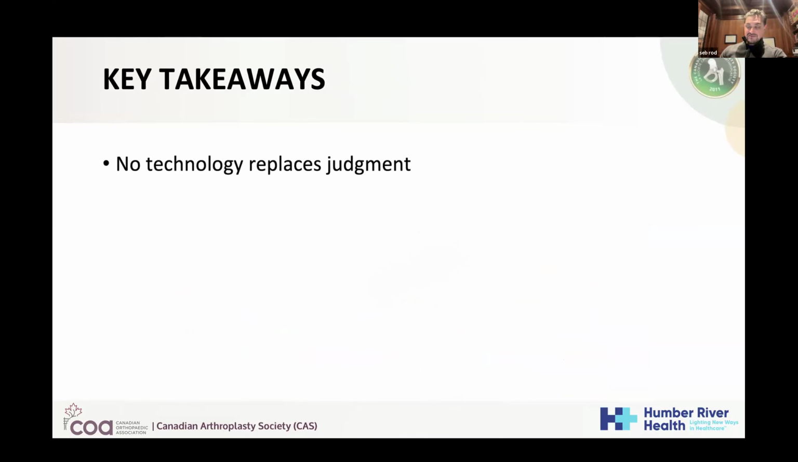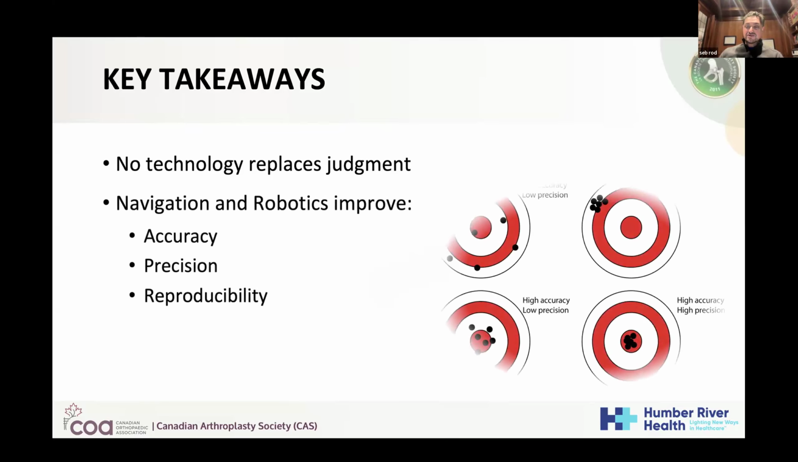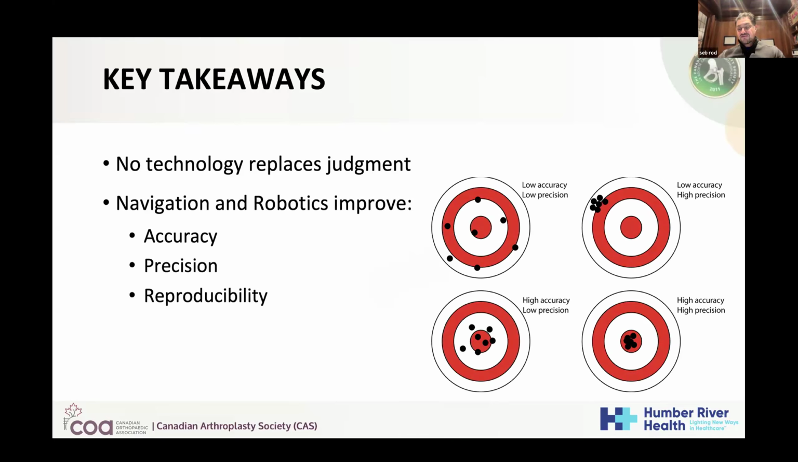I think the takeaways I want you to take from this talk is that there's a lot of new ways to do things and a lot of different companies and a lot of opportunities for you to learn them. Technology doesn't replace judgment. It makes you the surgeon better though. So if you think of the robot or navigation as a surgical tool or instrument or a guide, you wouldn't do a knee replacement without a guide.